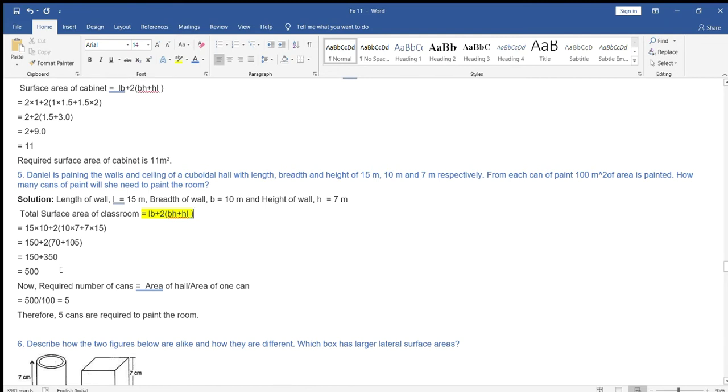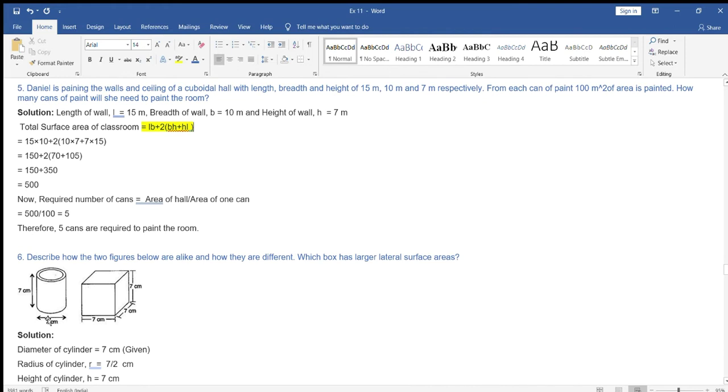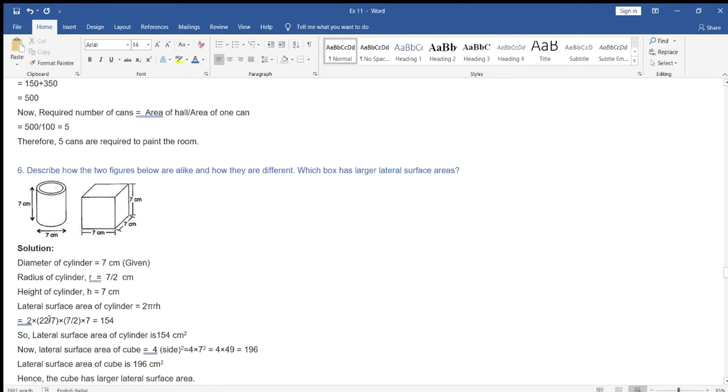Now the question is the number of cans required. So the number of cans required is equal to the total surface area divided by the area that will be covered by 1 can. So the result we are getting is 5 cans. 500 when divided by 100, the result we are getting is 5 cans are required to paint the room.